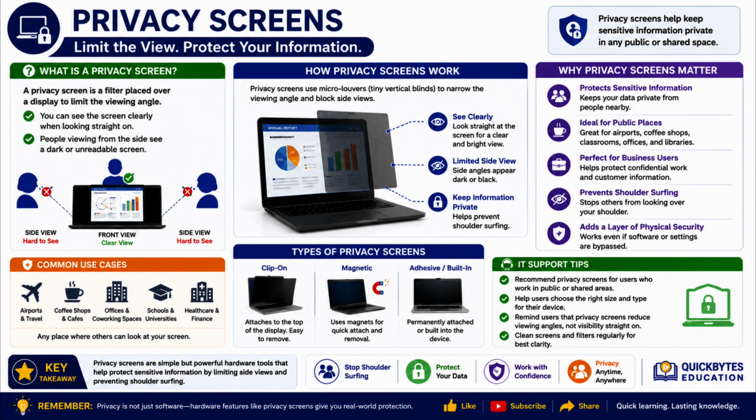Next is the privacy screen. A privacy screen is a filter placed over a display to limit the viewing angle. When the user looks straight at the screen, the display is visible. But when someone looks from the side, the screen appears dark or difficult to read. This helps protect sensitive information in public places like airports, coffee shops, classrooms, offices, and shared workspaces. Privacy screens are especially useful for laptops and tablets used by business users or remote workers.